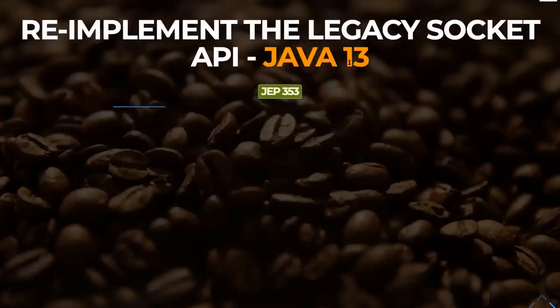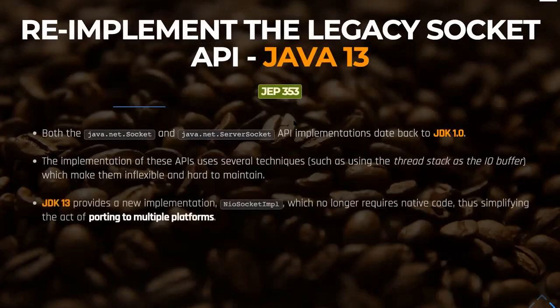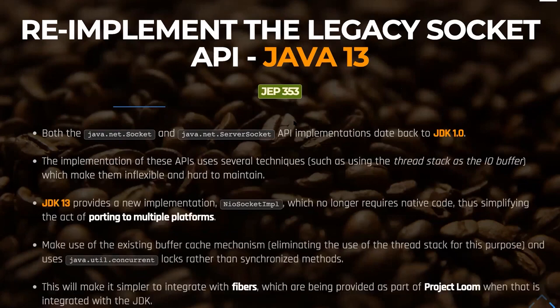Also in Java 13, we have re-implemented all of the network implementation. Why are we re-implementing? Because it was old. Secondly, we are using Project Loom, which introduces virtual threads. So we are re-implementing all the networking API in favor of using fibers inside Project Loom, which is virtual threads, which will make it very fast and with less overhead on the operating system.